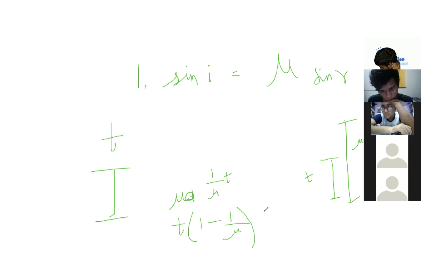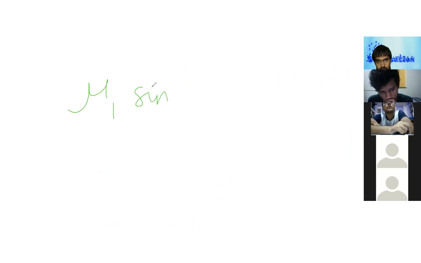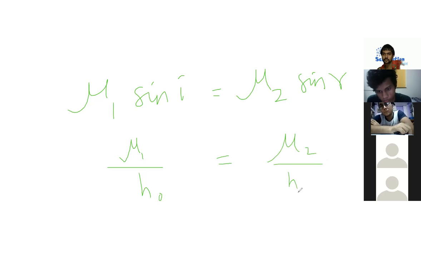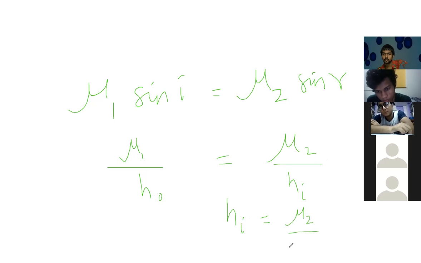Sir, I didn't get this. See, Akansha, let's write it this way. mu1 sin i is equal to mu2 sin r. Sin i you're approximating to be tan i, sin r you're approximating to be tan r. So in tan, the height will cancel out. So you get mu1 by height of object is equal to mu2 by height of image. So height of image is equal to mu2 by mu1 into height of object.